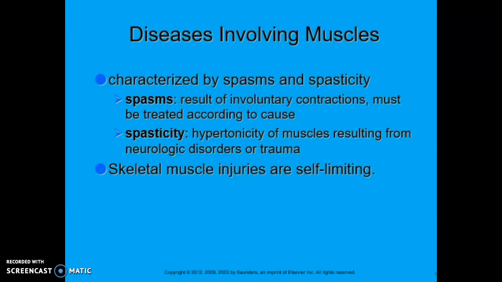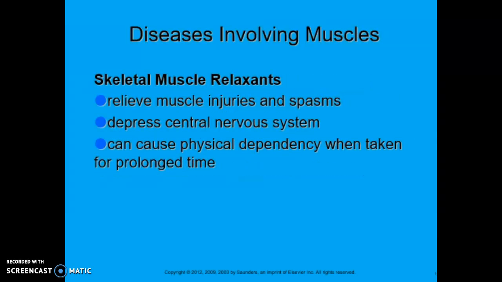Some common causes of muscle spasms could be local injury, mineral deficiencies, or diseases that cause seizures. Skeletal muscle injuries are most commonly treated with rest, physical therapy, anti-inflammatories, or muscle relaxant therapy. So skeletal muscle relaxants relieve muscle injuries and spasms.